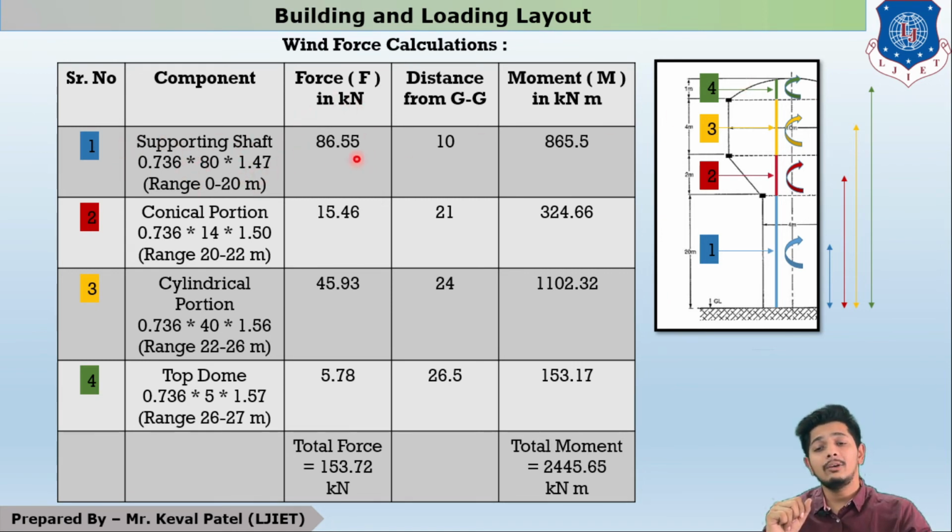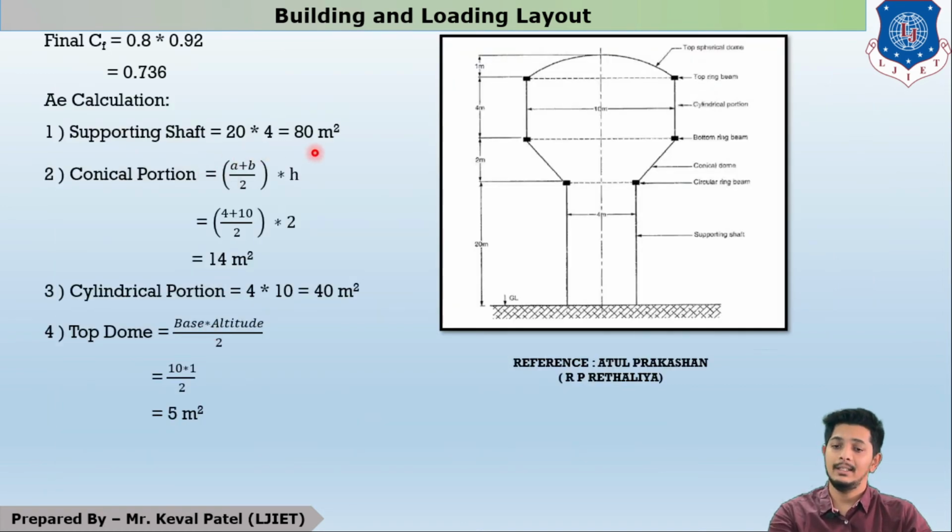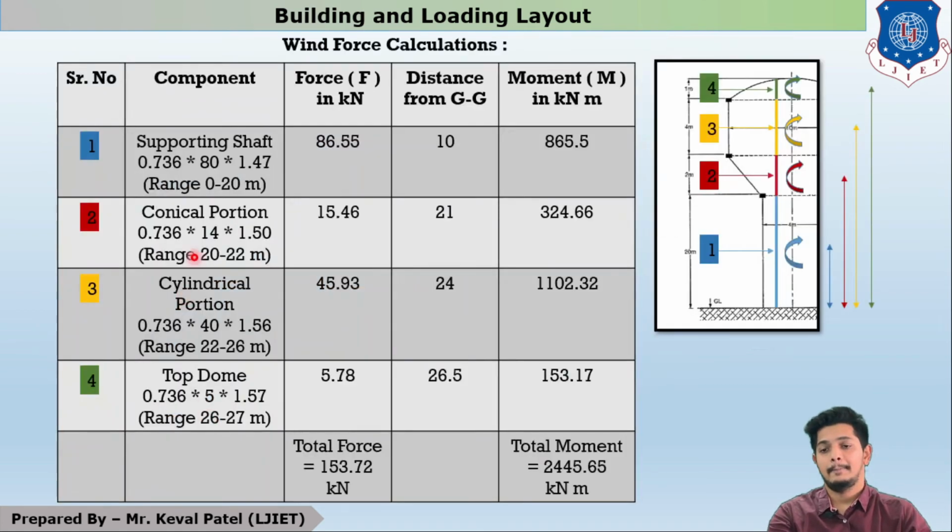Now, what are these calculations? For finding out force, I have to multiply CF into AE into PD. Now, CF is 0.736 and area we calculated in the previous slide. CF will be common in all 4 components, which is 0.736. AE will change because all the components have different areas: 80, 14, 40 and 5. So CF and AE are quite clear.